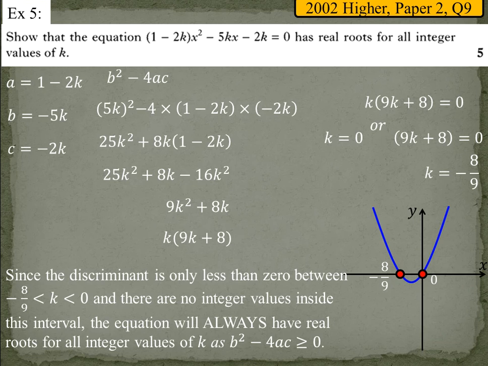Since the discriminant is only less than 0 between minus 8 ninths and 0, so the value of k being greater than minus 8 ninths, but less than 0, there are no integer values inside this interval. Therefore, the equation will always have real roots for all integer values of k, as b squared minus 4ac will be greater than or equal to 0.